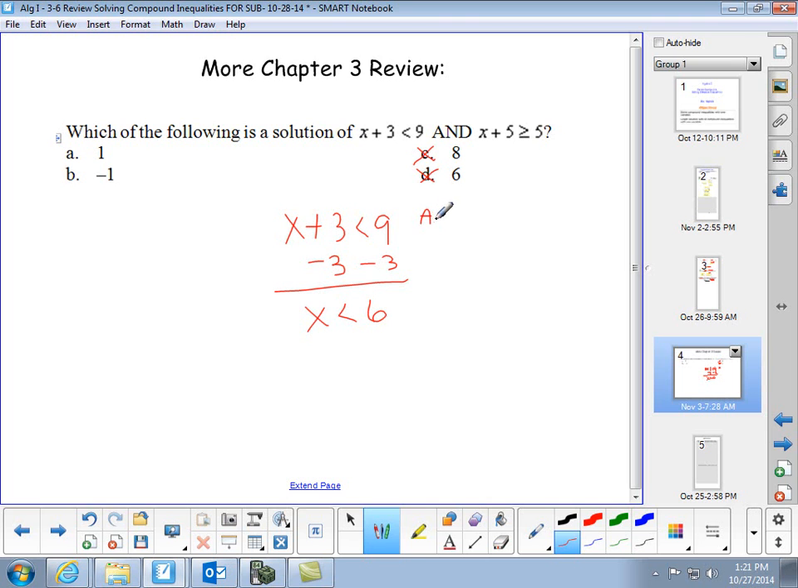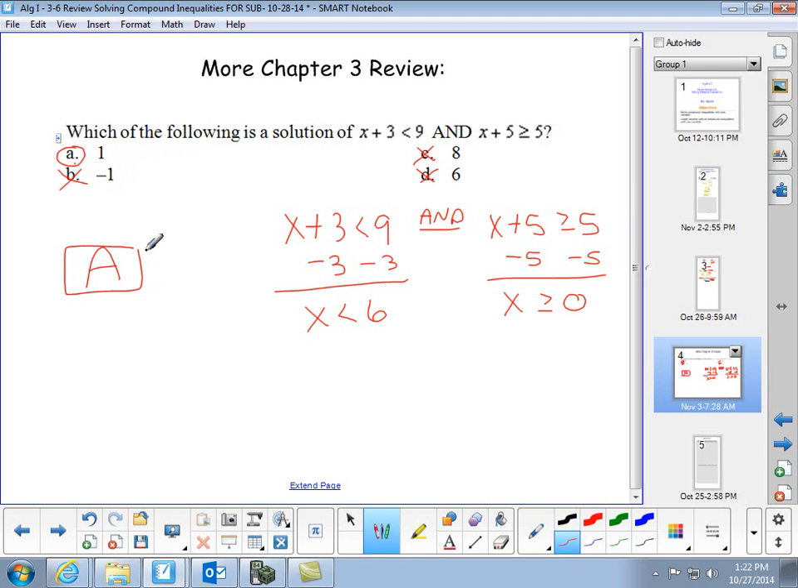And then "and" is very important. That means that both of these have to be true. We have x plus 5 is greater than or equal to 5. So to solve this, get x by itself, subtract 5 from both sides, you get x is greater than or equal to 0. So if there's anything that's not greater than or equal to 0, we need to cross that off. Well, negative 1 is not greater than or equal to 0, so we're going to cross that off. So the only solution would be A. Okay, there's going to be one similar to that on the test, so I wanted to make sure we reviewed it.